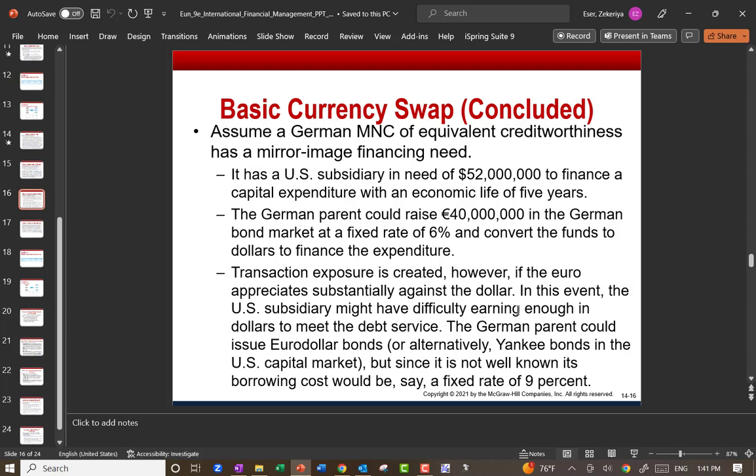And they're gonna say, okay, Benz will borrow in German market 40 million euros. So let's actually write this down.